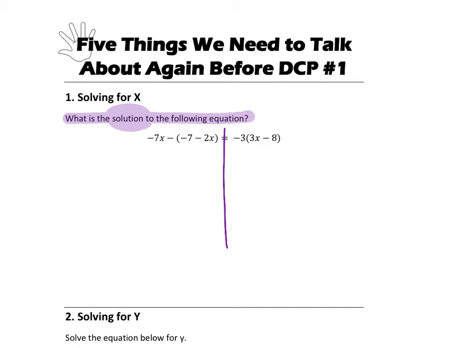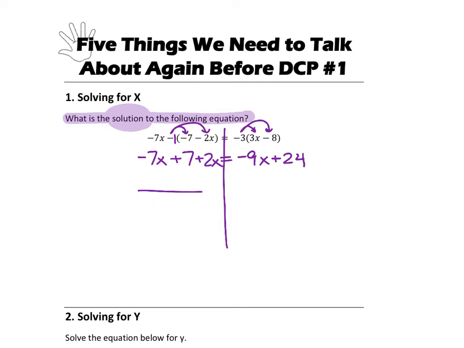The box method and the inverse operations method both start by using distribution. So I'm going to distribute on both sides of the equal sign here, the -1 and the -3. When I do that, I'll have -7x plus 7 plus 2x on the left-hand side and -9x plus 24 on the right-hand side. All I've done is distribution, which is multiplication.